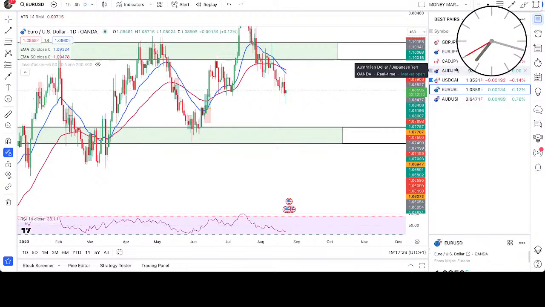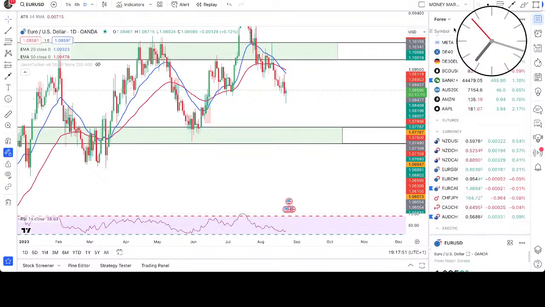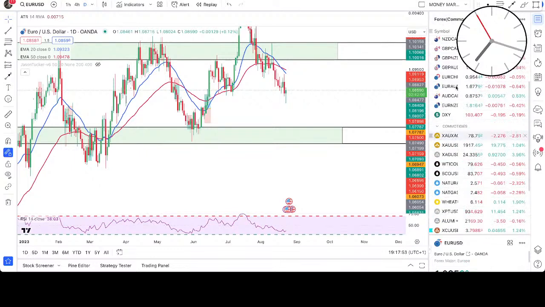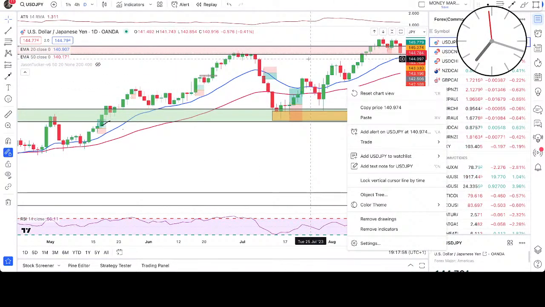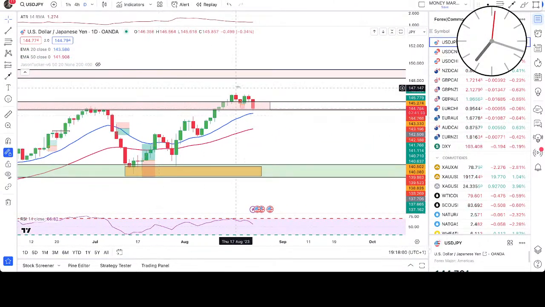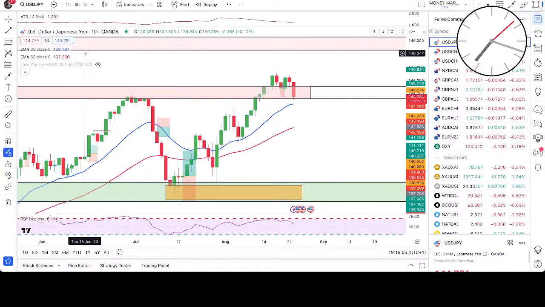Yeah, let's check USD JPY and Rocky. Yes, I'm going to go through your list as well. So let's start with USD JPY, and we'll do it right now. Right, so we'll do one by one. So let's do USD Japanese yen.